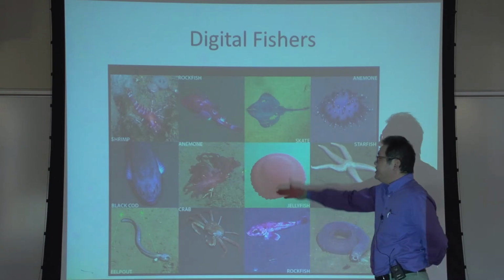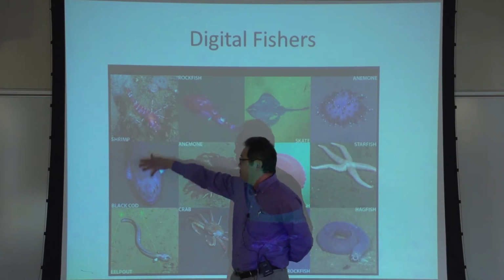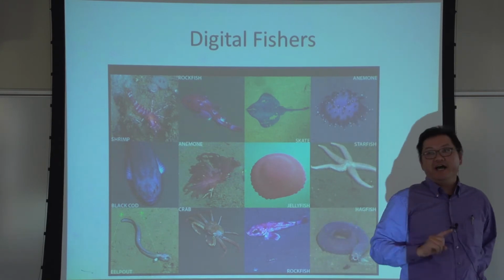Where you go through and first they train you to identify everything, like a starfish, a skate, a rockfish, shrimp, cod, eelpout, etc. Once you pass the test and show that you can be a digital fisher, they'll actually run you through time-lapse images from some of their video feed. Because we want to know, when was the abundance of rockfish high, during high tide or low tide, or when we had this phytoplankton bloom, et cetera.